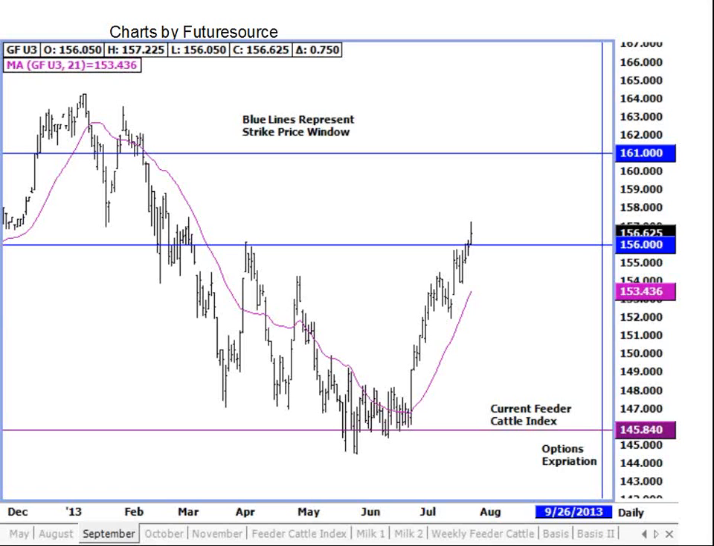One has to assume one of three things is going to happen. Either we continue to move higher, we're going to stay right where we are, or we're going to move lower. But at expiration on September the 26th, the price of the underlying futures and the price of the feeder cattle index will be the same regardless of what price level that may be at.